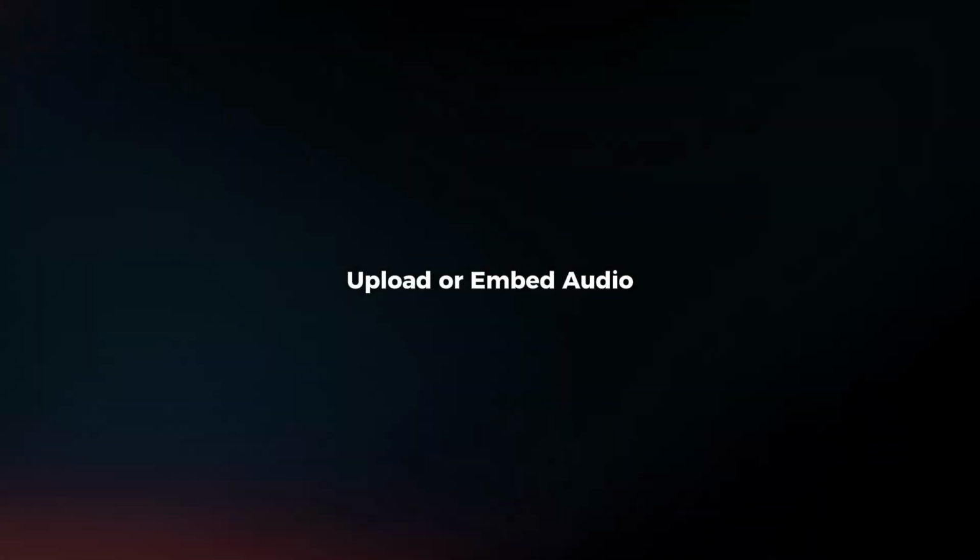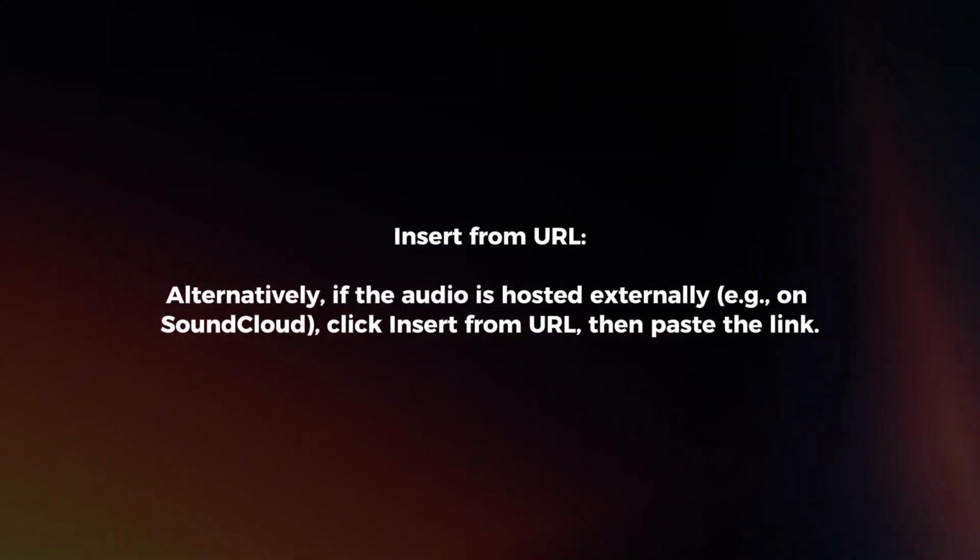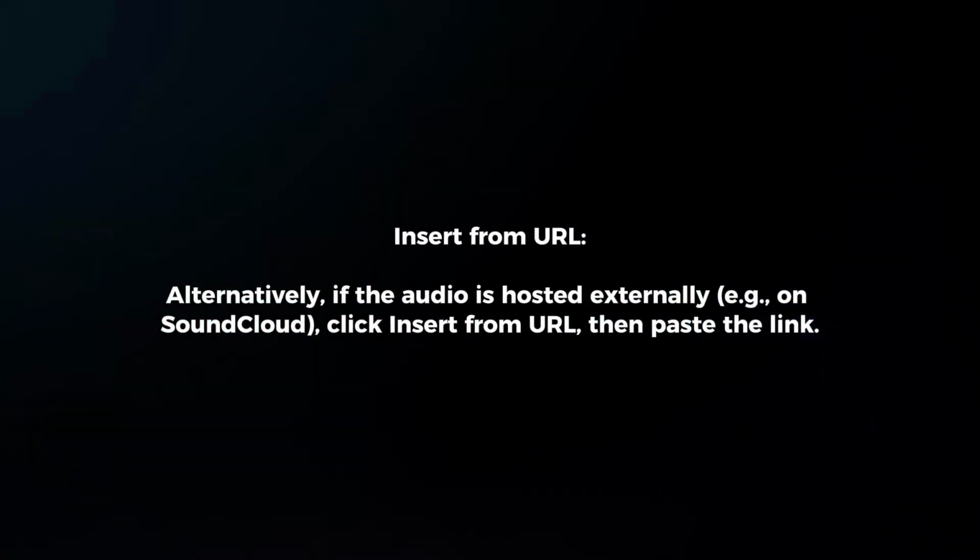Upload or embed audio. Upload an audio file. You can upload an audio file directly from your computer by clicking the upload button and selecting the file. Insert from URL. Alternatively, if the audio is hosted externally, click Insert from URL, then paste the link.